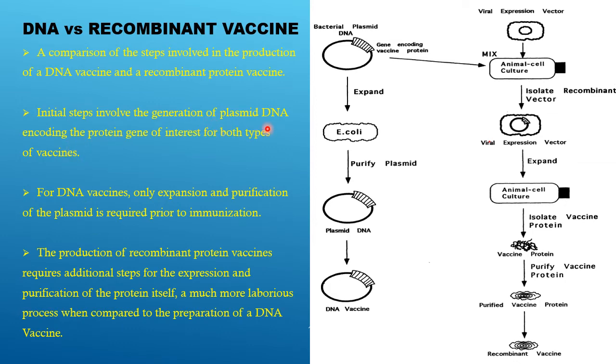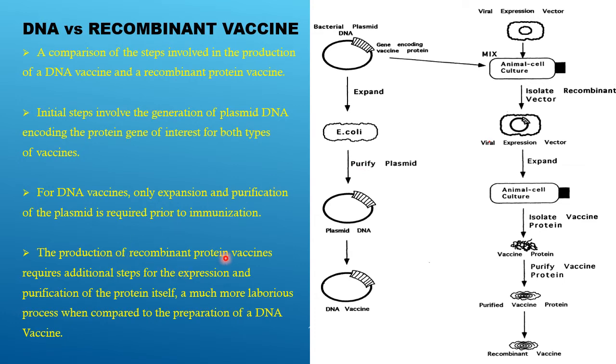involve generation of plasmid DNA encoding the protein gene of interest, which is similar for both types of vaccines. Here you can see the plasmid preparation or incorporating the gene of interest is a similar or common step in both sorts of vaccines. For DNA vaccines, only expansion and purification of the plasmid is required prior to immunization.